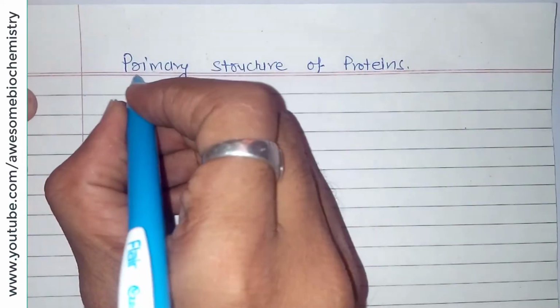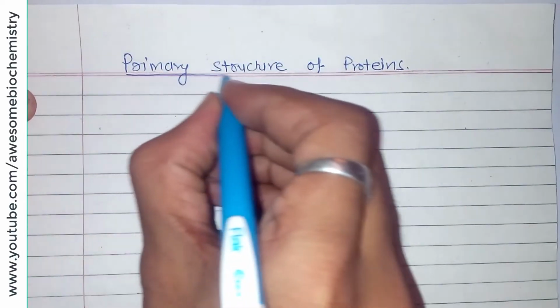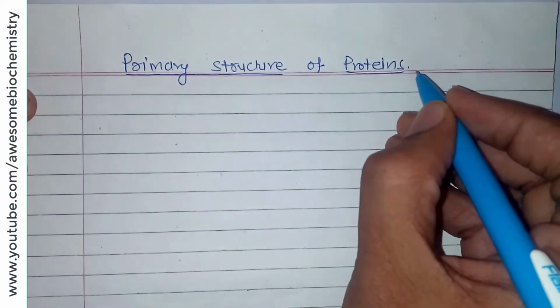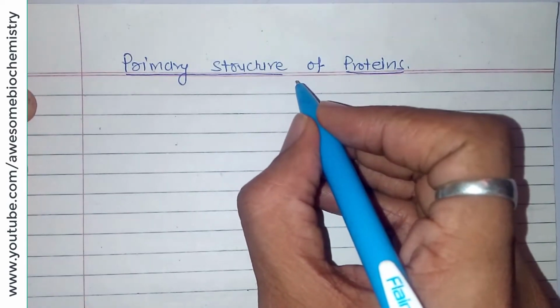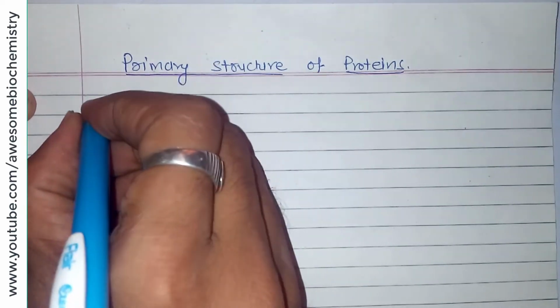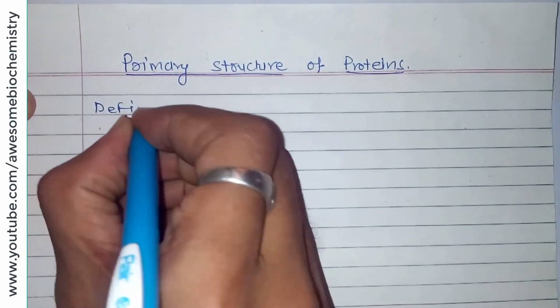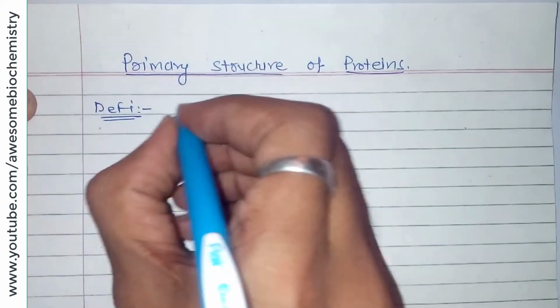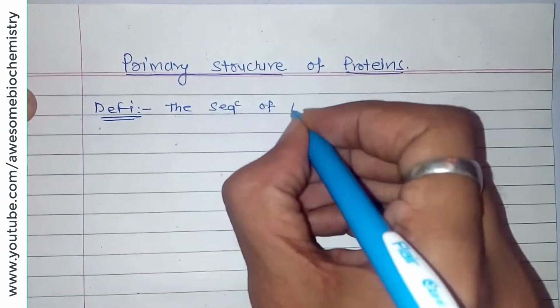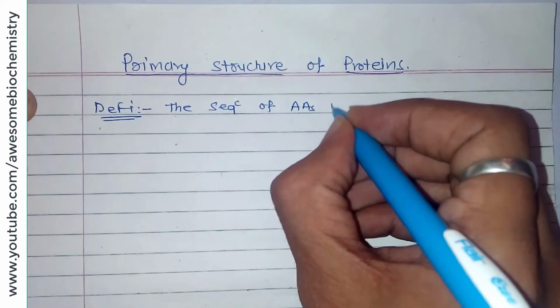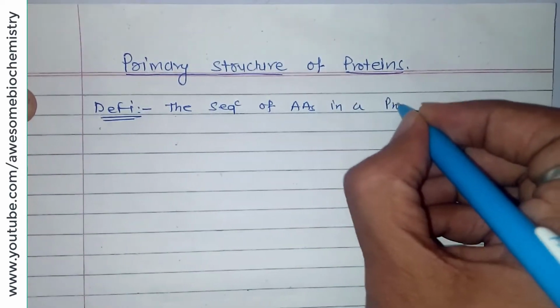In this video tutorial, I am going to discuss the primary structure of proteins. Now, the primary structure of a protein is simply the sequence of amino acids in a protein, right? So, the definition of the primary structure of protein is the sequence of amino acids.